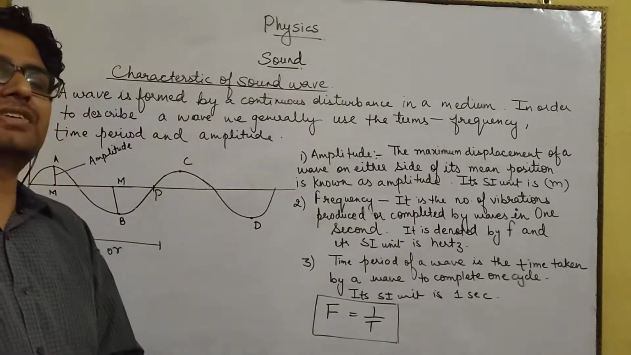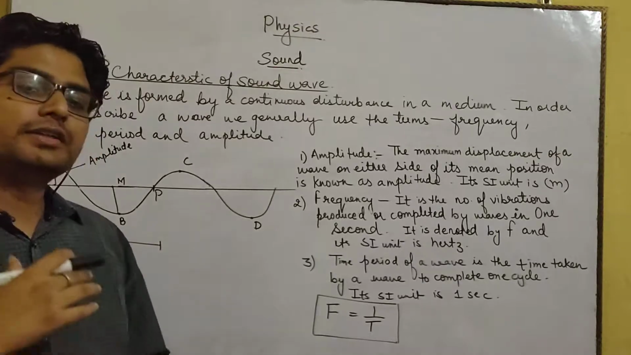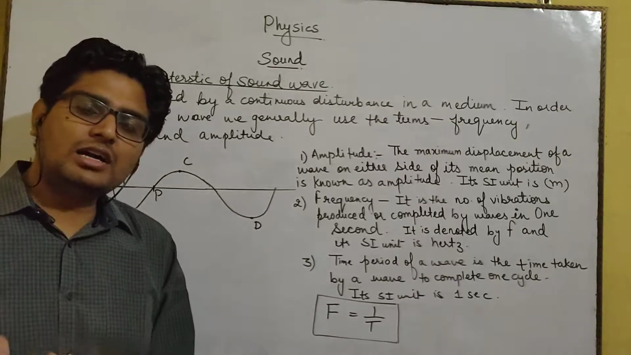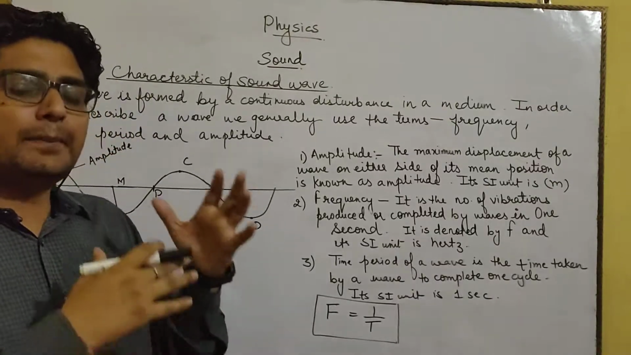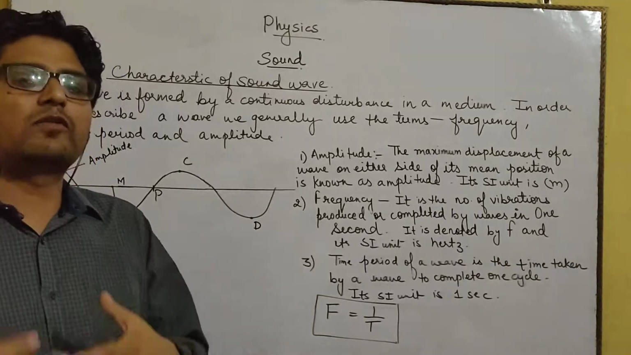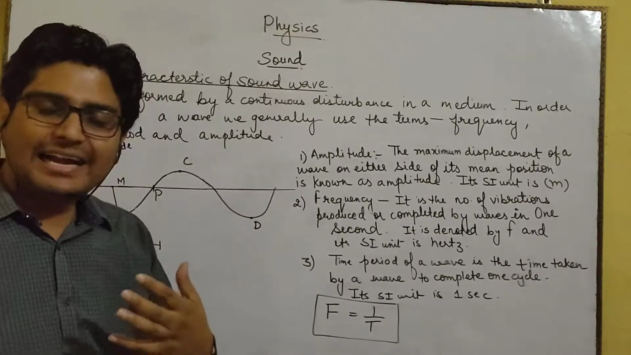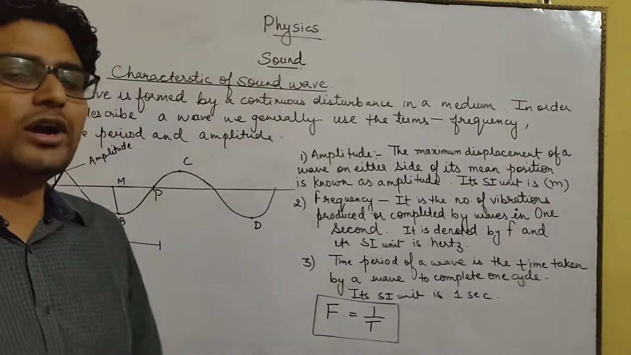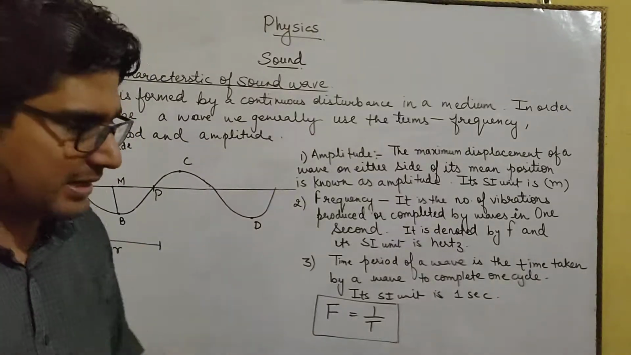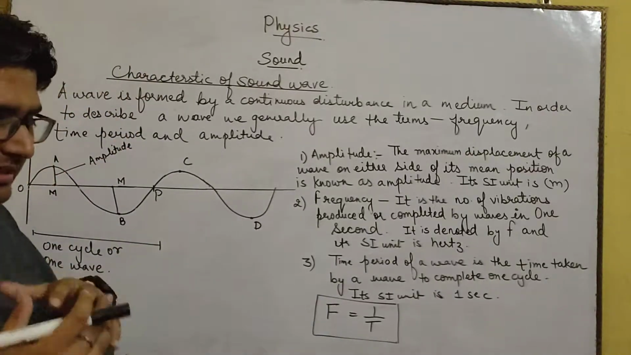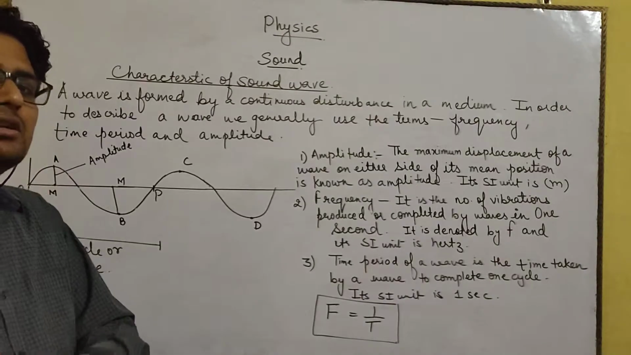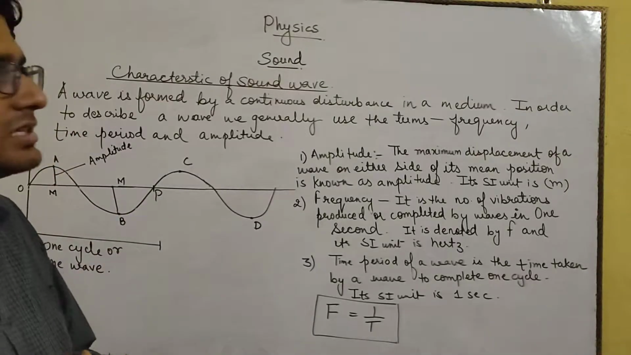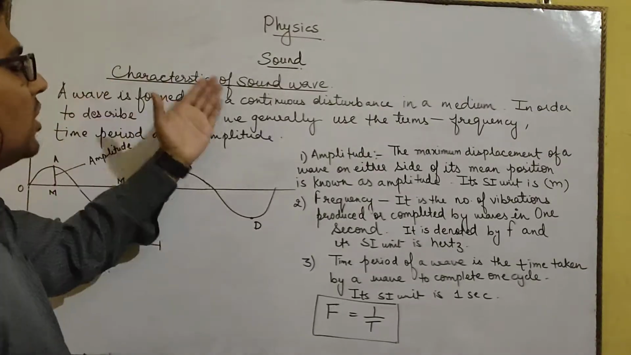So in the previous classes, we have discussed sound and the type of waves produced by sound. We have learned the sources of sound, and then we discussed the propagation of sound: that sound requires a medium to travel, and if there is a vacuum, then sound cannot travel from one place to another. Now in this class, since we have already learned that sound is produced due to the vibration of the object or the particles, we are going to talk about the characteristics of sound waves.